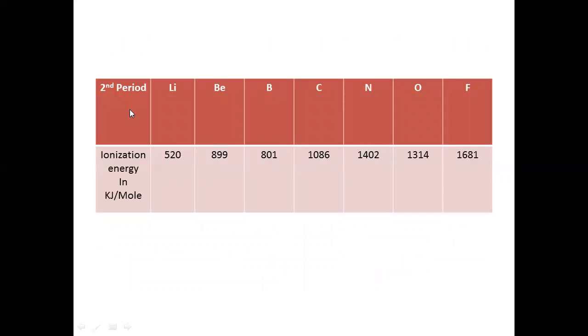You can see in this case, this is the second period: lithium, beryllium, boron, carbon, nitrogen, oxygen, and fluorine. The maximum ionization energy is for fluorine, which is 1681, and the lowest is for lithium, which is 520 kilojoule per mole. So it means when we move from left to right in a period, ionization energy increases. Ionization energy increases means that more energy will be required to remove an electron from the outermost shell of fluorine, and the reason is smaller size, greater nuclear charge, and greater attraction of the nucleus on the outermost electrons.